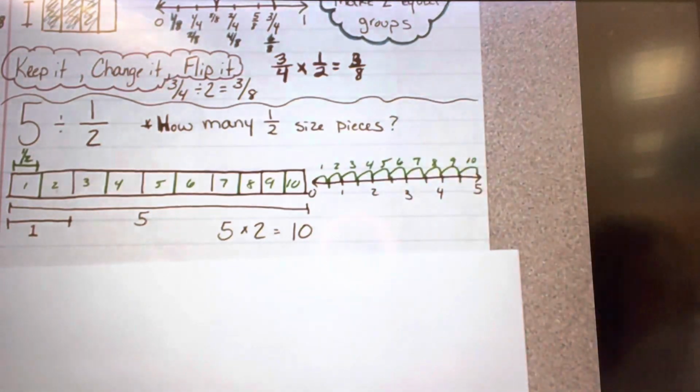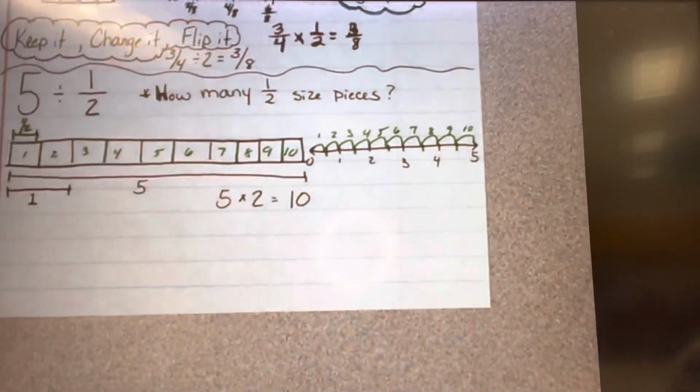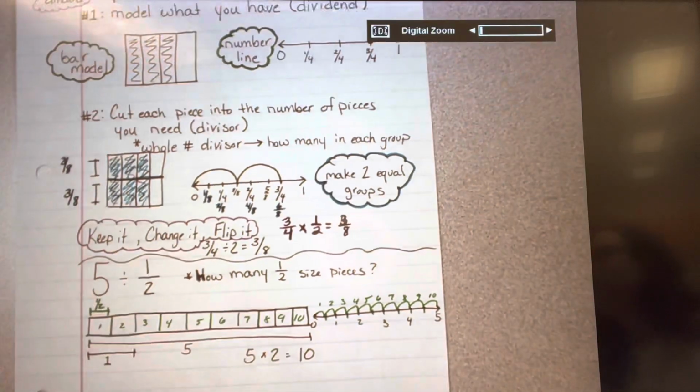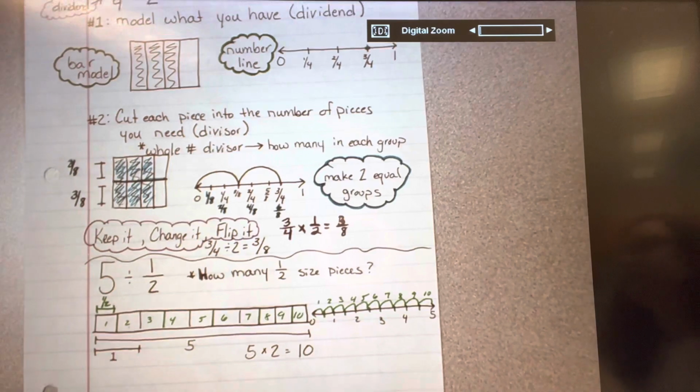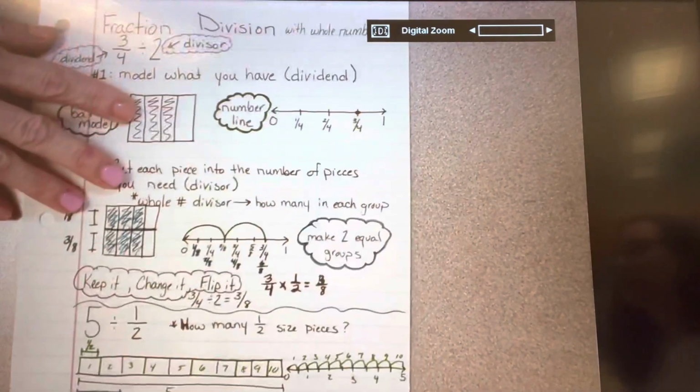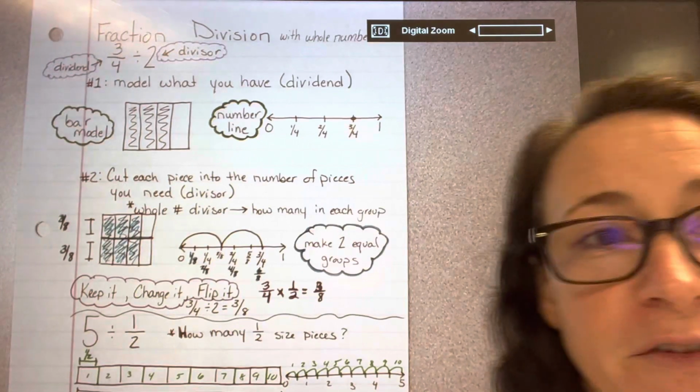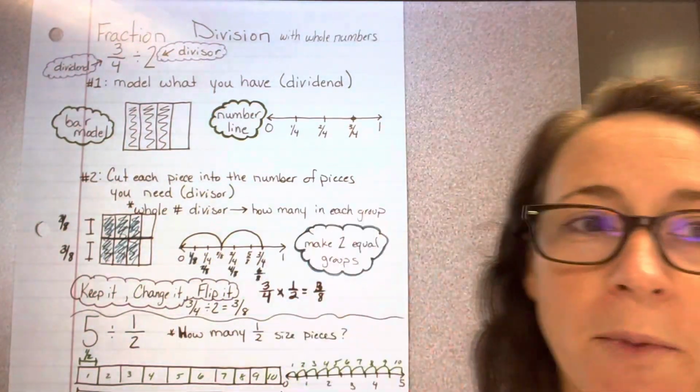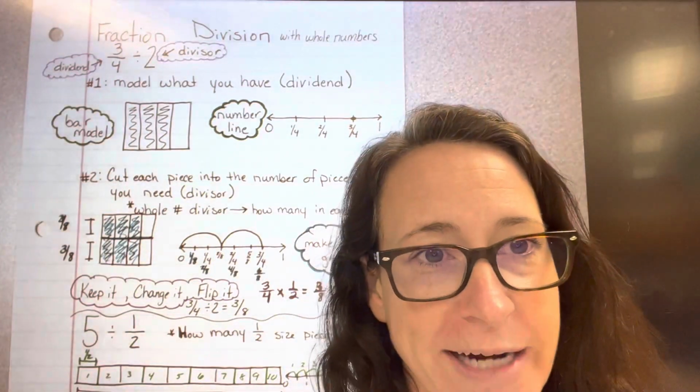And that is it for fraction division with whole numbers. So your whole number can be your dividend or your whole number can be your divisor, and that's how it looks when you model it. So we'll do more practice in class.